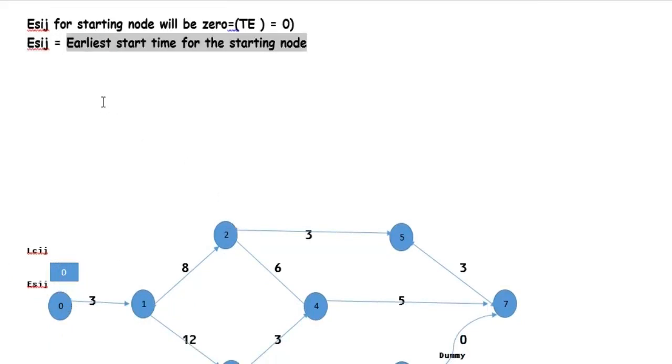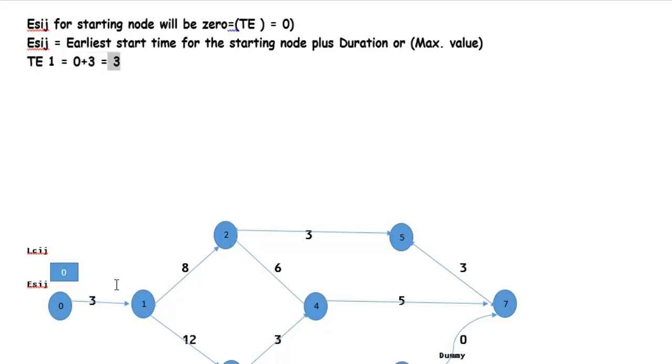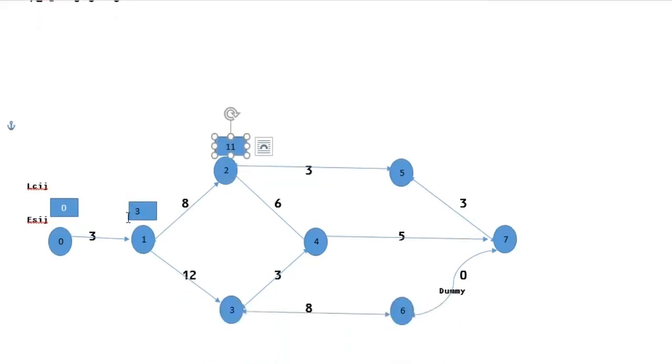Earliest start time is equal to the earliest start time for the starting node plus duration, or the maximum value. T1 is equal to 0 plus 3 is equal to 3. So node 1 is equal to 3. Node 2 is equal to 11, 3 plus 8 is equal to 11. Node 3 is equal to 15, 3 plus 12 is equal to 15.